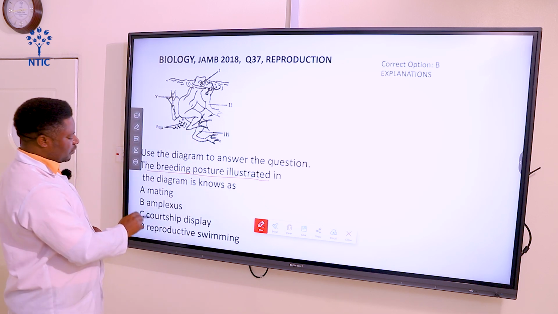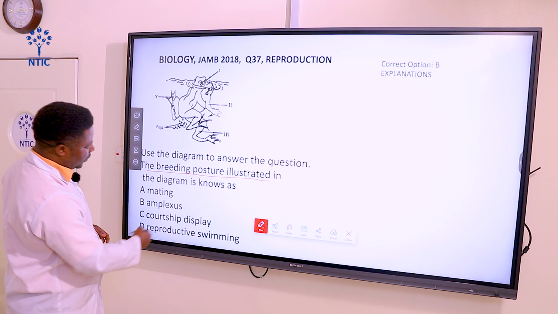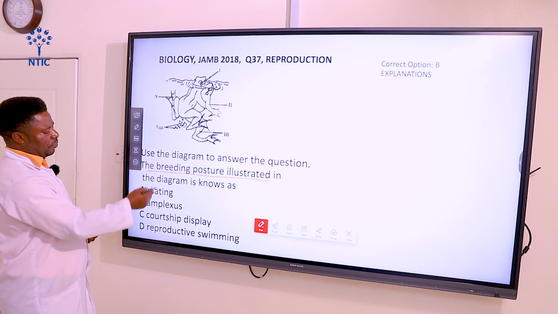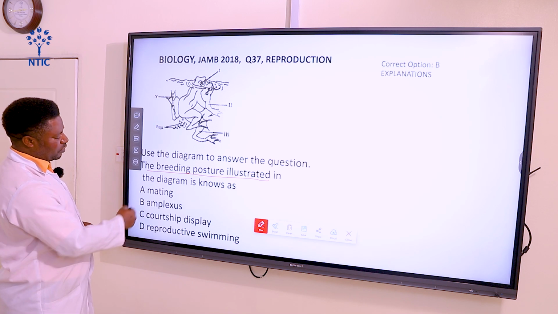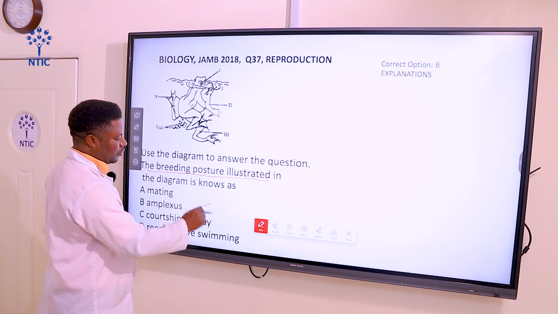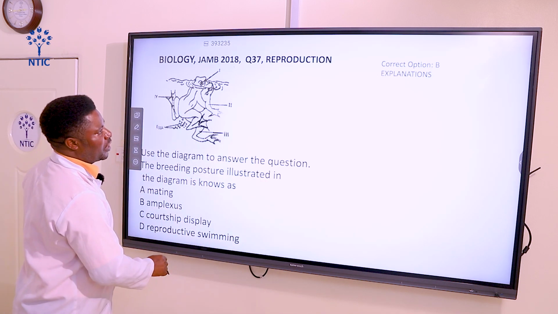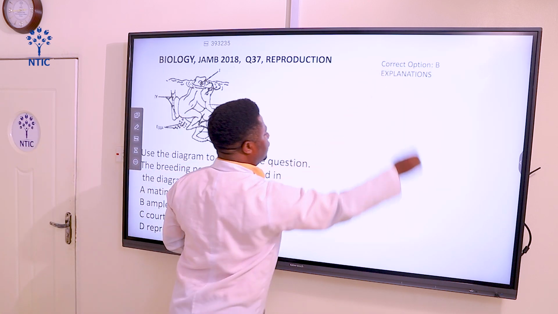Is it mating? Is it amplexus? Is it courtship display? Is it reproductive swimming? The correct answer to this is amplexus. The breathing posture is amplexus. Now, let's see the explanation we have for this.